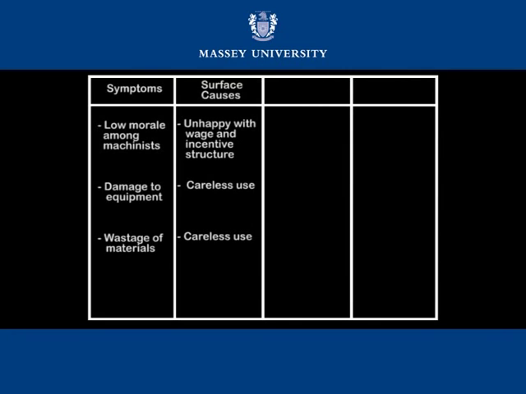Now, if we're going to help the organization solve these problems with the machinists, we need to identify why they are being careless with the equipment and the materials. We need to identify the underlying causes of these problems. To do this, we need to consult the opinion of the experts in the field, our academic sources.